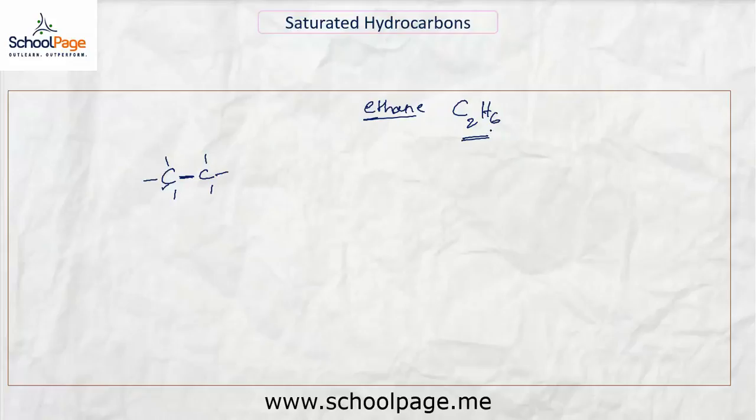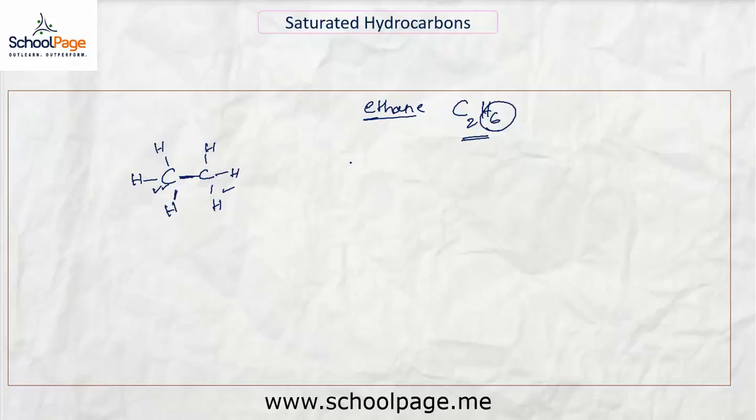The second step is to write the hydrogen atoms. So we have six hydrogens here. Let us now assign the positions for the hydrogen atoms: 1, 2, 3, 4, 5, 6. Observe that each carbon is forming four bonds: the first bond between the two carbon atoms, and the rest of the three bonds are satisfied by hydrogen atoms. It is the same with the second carbon also.